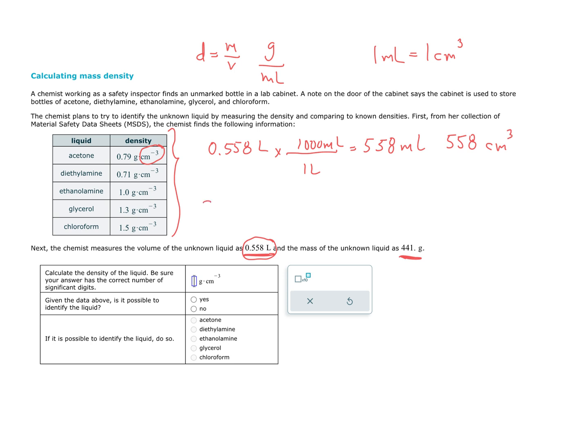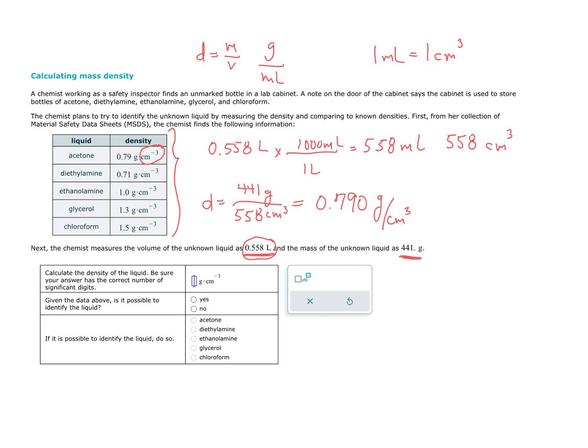Now we can find our density, because density is mass over volume. So I've got a mass of 441 grams and I have a volume of 558 cubic centimeters. I divide those two and I get 0.790 grams per cubic centimeter.